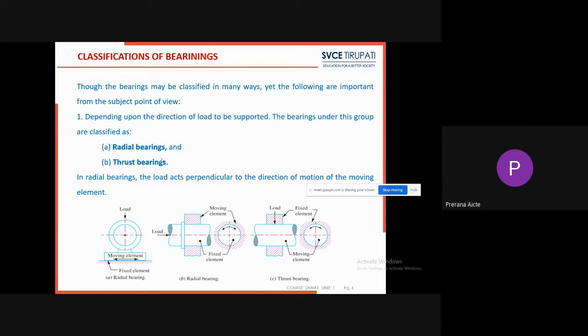What about the radial bearing? The load always acts perpendicular to the direction of motion of the moving element. And one more is thrust. Thrust means the load always acts along the shaft axis. Along the shaft axis is called a thrust bearing.